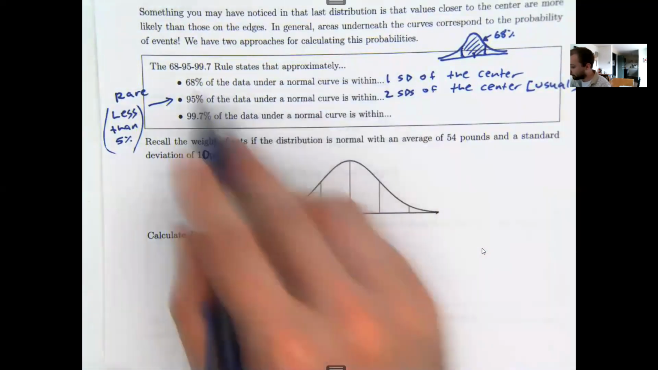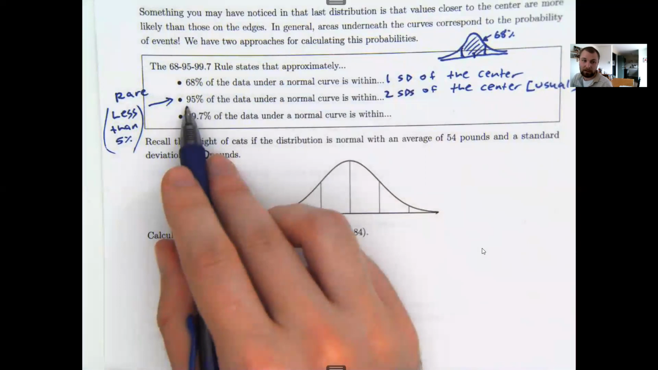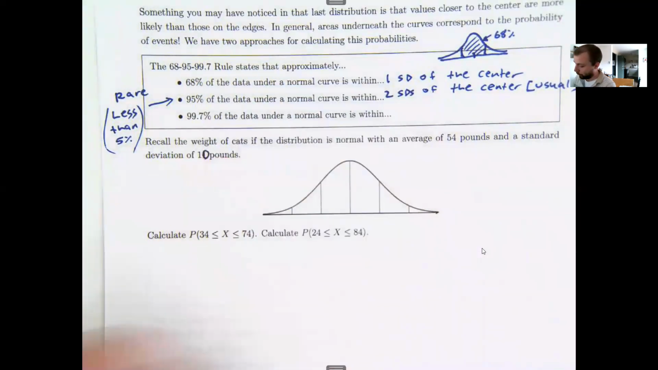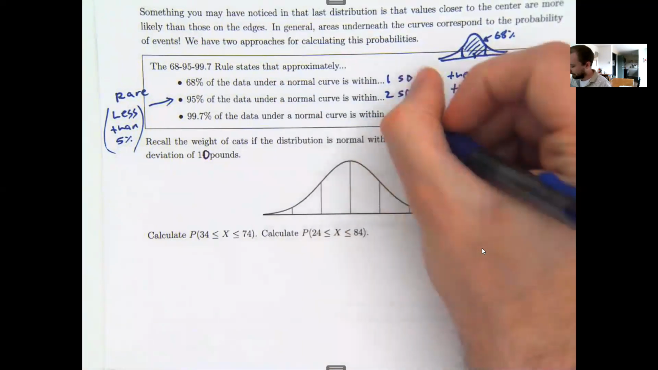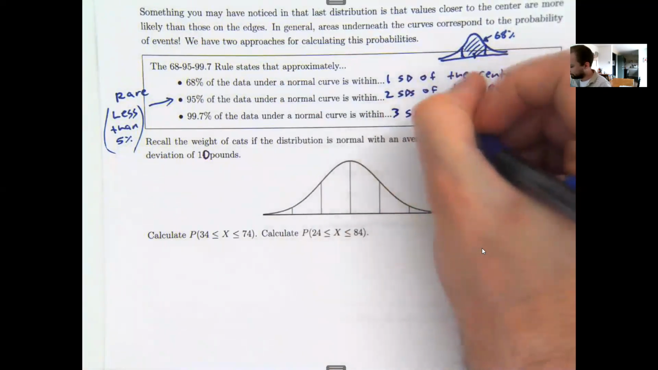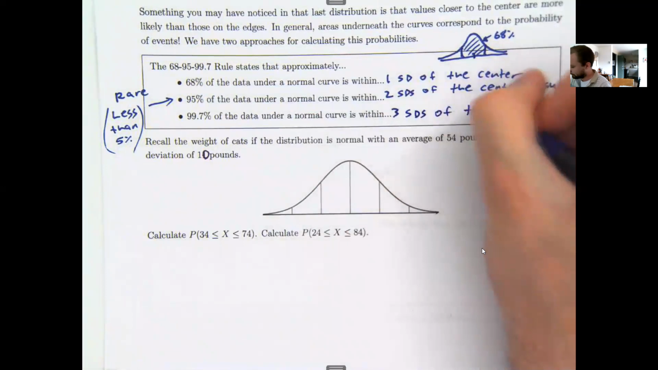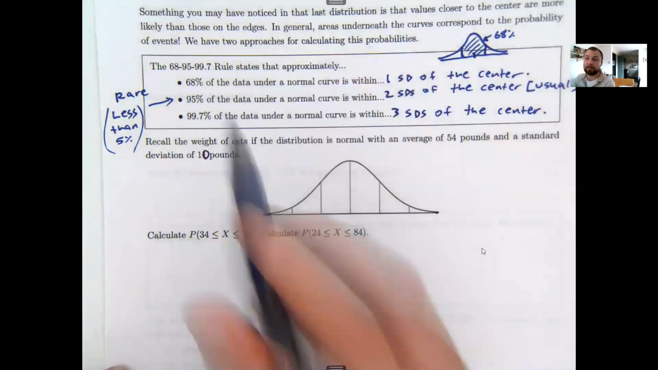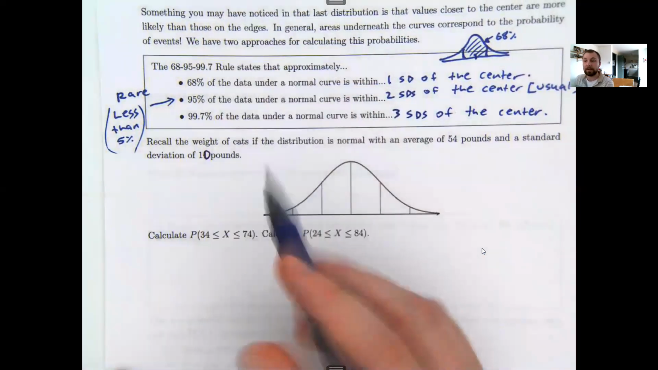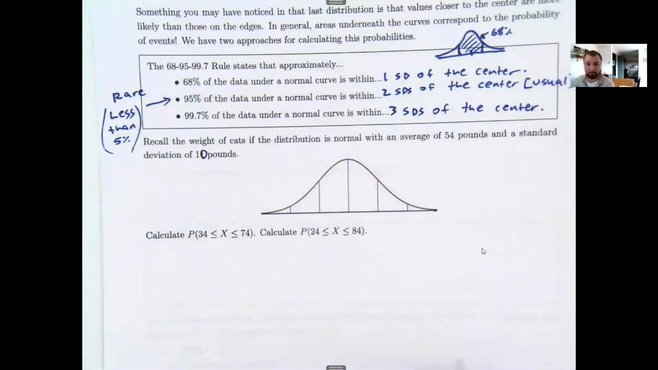So 68% is within 1 standard deviation, 95% is within 2, and 99.7% of the data is within 3 standard deviations of the center. So let's use this approximating formula, this empirical rule, to estimate some areas together.